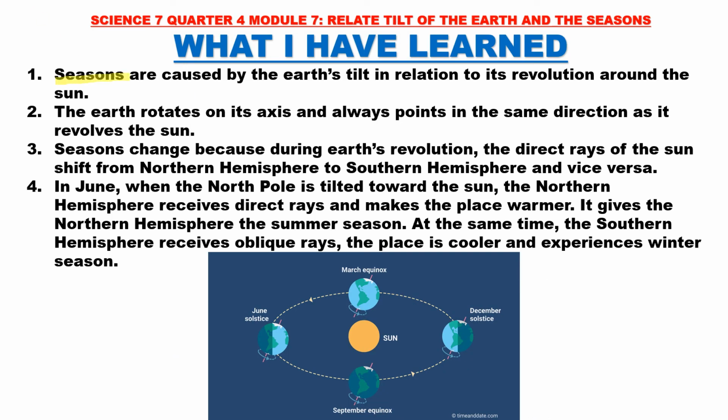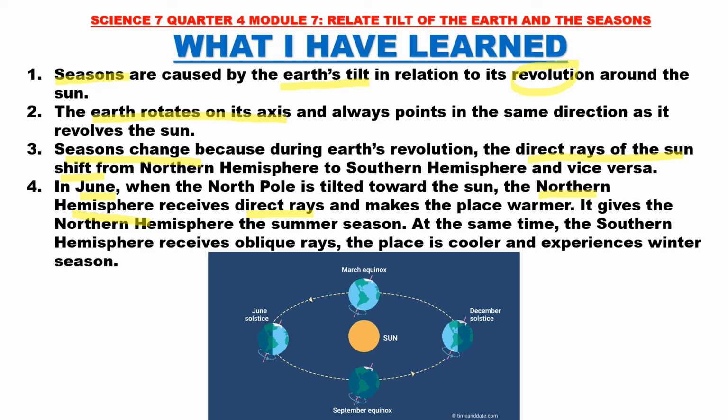Seasons are caused by the Earth's tilt in relation to its revolution around the sun. The Earth rotates on its axis and always points in the same direction as it revolves around the sun. The seasons change during the Earth's revolution because the direct rays of the sun shift from northern hemisphere to southern hemisphere and vice versa. In June, when the North Pole is tilted toward the sun, the northern hemisphere receives direct rays from the sun, making the place warmer.